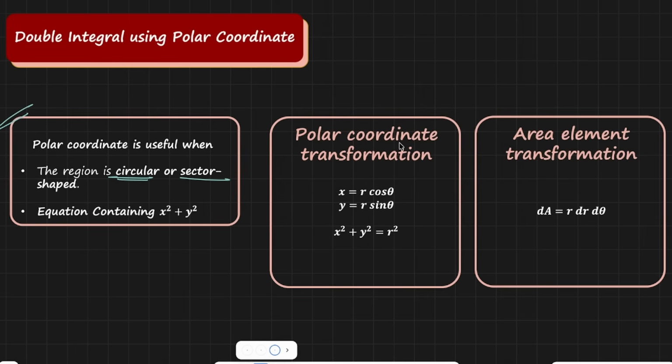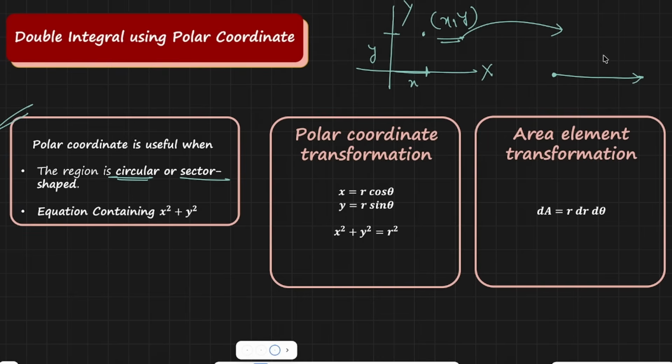So what is polar coordinate? This is your xy plane, and it is transformed into something else. In Cartesian coordinates the point is x and y, meaning this distance is x and this distance is y. But in polar coordinates, this is my initial point and this is my initial line. If I want to indicate this point, I indicate it with its distance from the origin, which is r, and its angle from the initial line, which is theta. This is a way of locating any point in 2D.